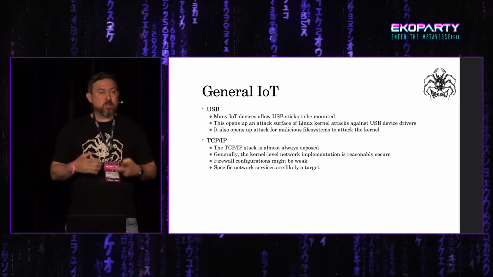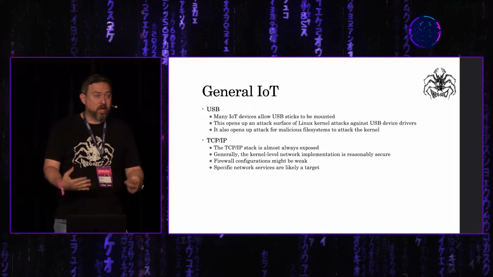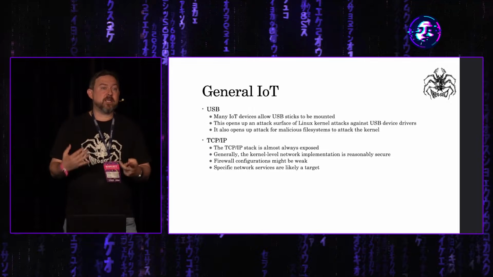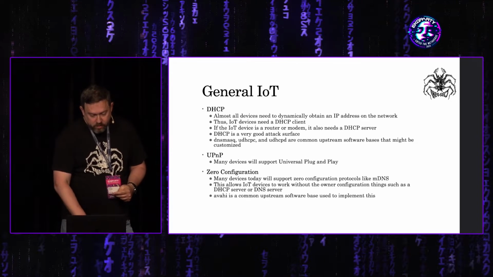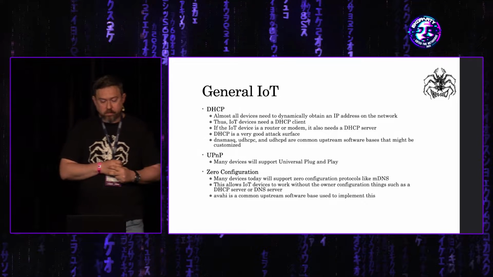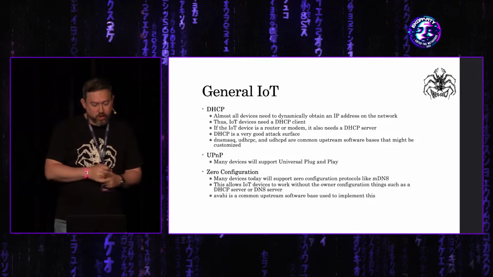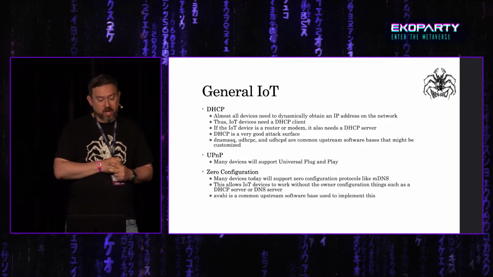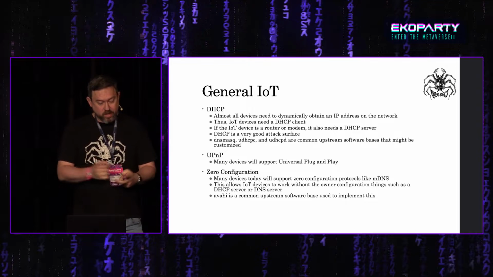But in general, specific network services running on the device are the thing that you're going after. Those are the things that most likely have the easier to exploit bugs that you can find a 0-day and get code execution on. Now, for general IoT, DHCP is a pretty standard networking protocol. Most devices need to be able to dynamically obtain an IP address on the network, and so IoT devices have a DHCP client. This is good attack surface.